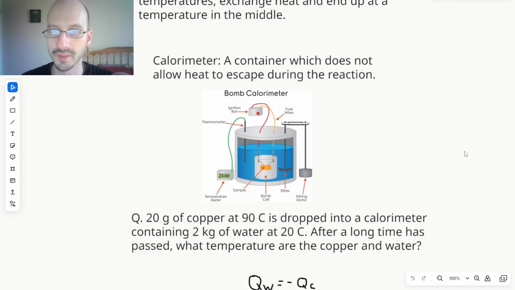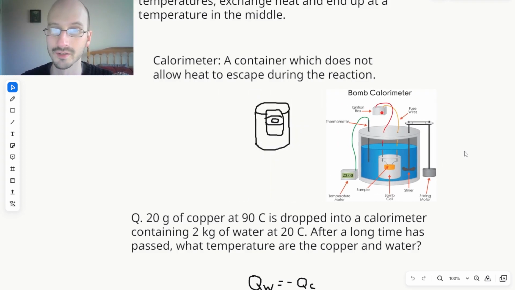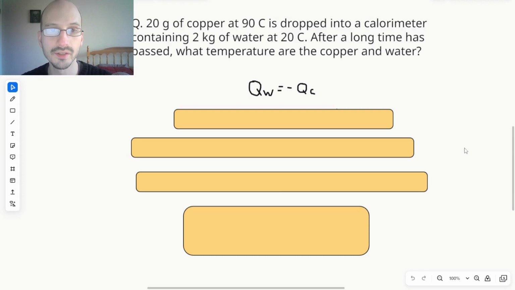And I will probably paste a picture from Google Images over this because I'm sure you cannot tell what it is from the diagram I drew. Okay, here's an example.